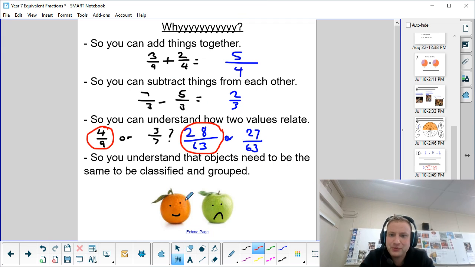And just having this conceptual understanding that objects, whether they're fractions or real life things, apples and oranges, get grouped up and classified and sorted out, plus, minus, whatever, when they are the same. We don't add apples and oranges, so we don't add thirds and quarters. But we add quarters and quarters, we add thirds and thirds. So just understanding that things should be the same so we can deal with them is very, very important. So hopefully this is refreshing your memory.